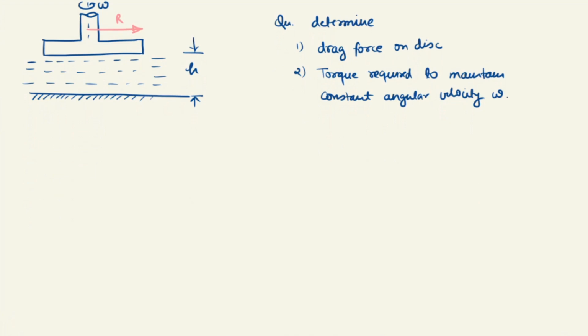Hello, in this video we are going to solve a question of fluid mechanics in which a circular disk is rotating with constant angular speed omega. We are required to find out the drag force on the disk and the torque required to maintain constant angular velocity omega. So let's start our procedure.